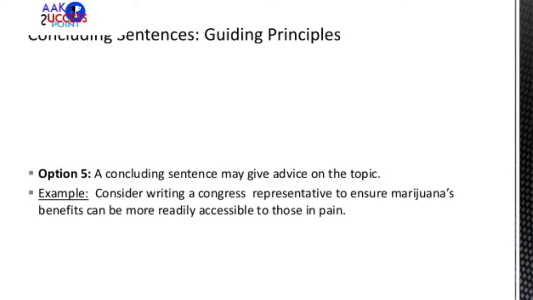So that's option number 5, how you can write your concluding sentence. And here we see there's a piece of advice that's written here. Consider writing a Congress representative to ensure marijuana's benefits can be more readily accessible to those in pain. So that's a piece of advice that the people who are in pain, it should be available for them only.